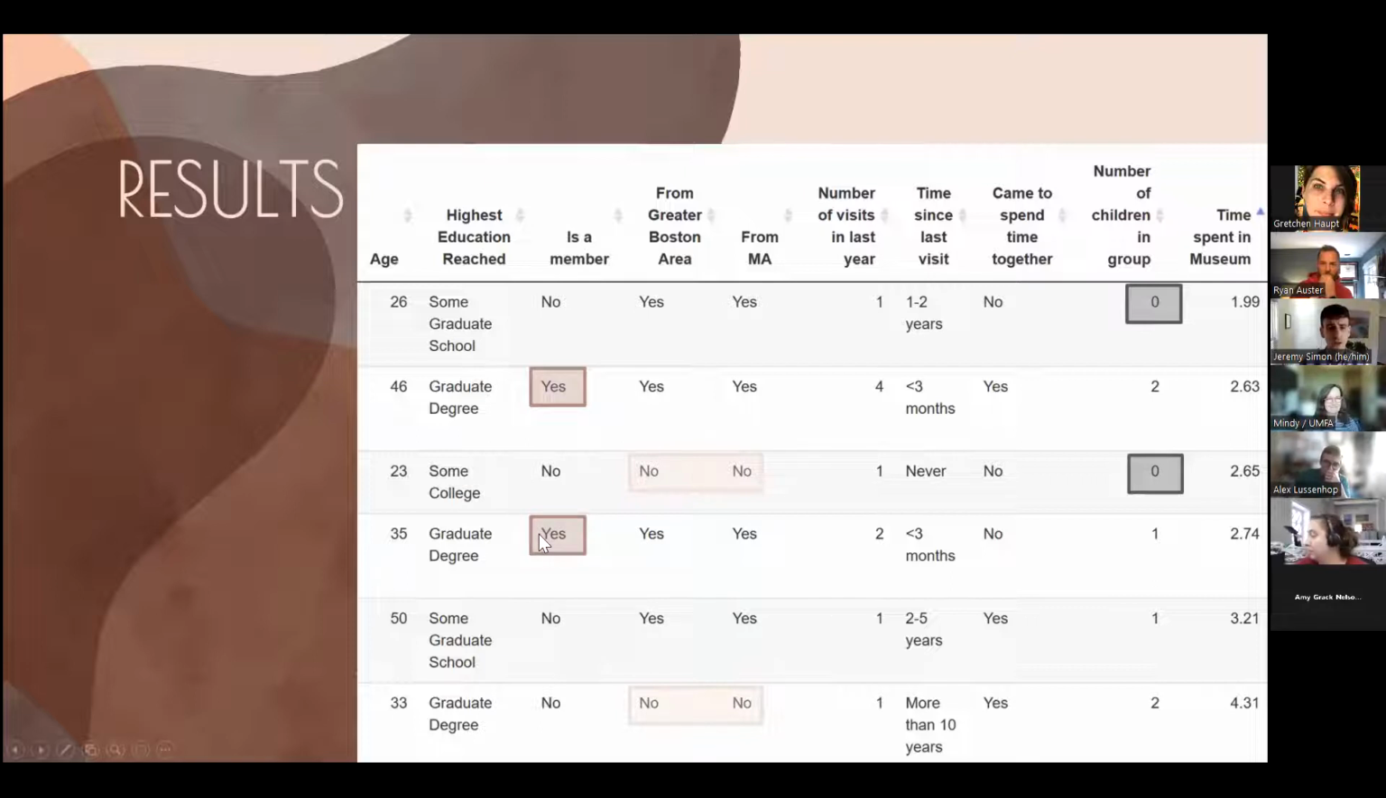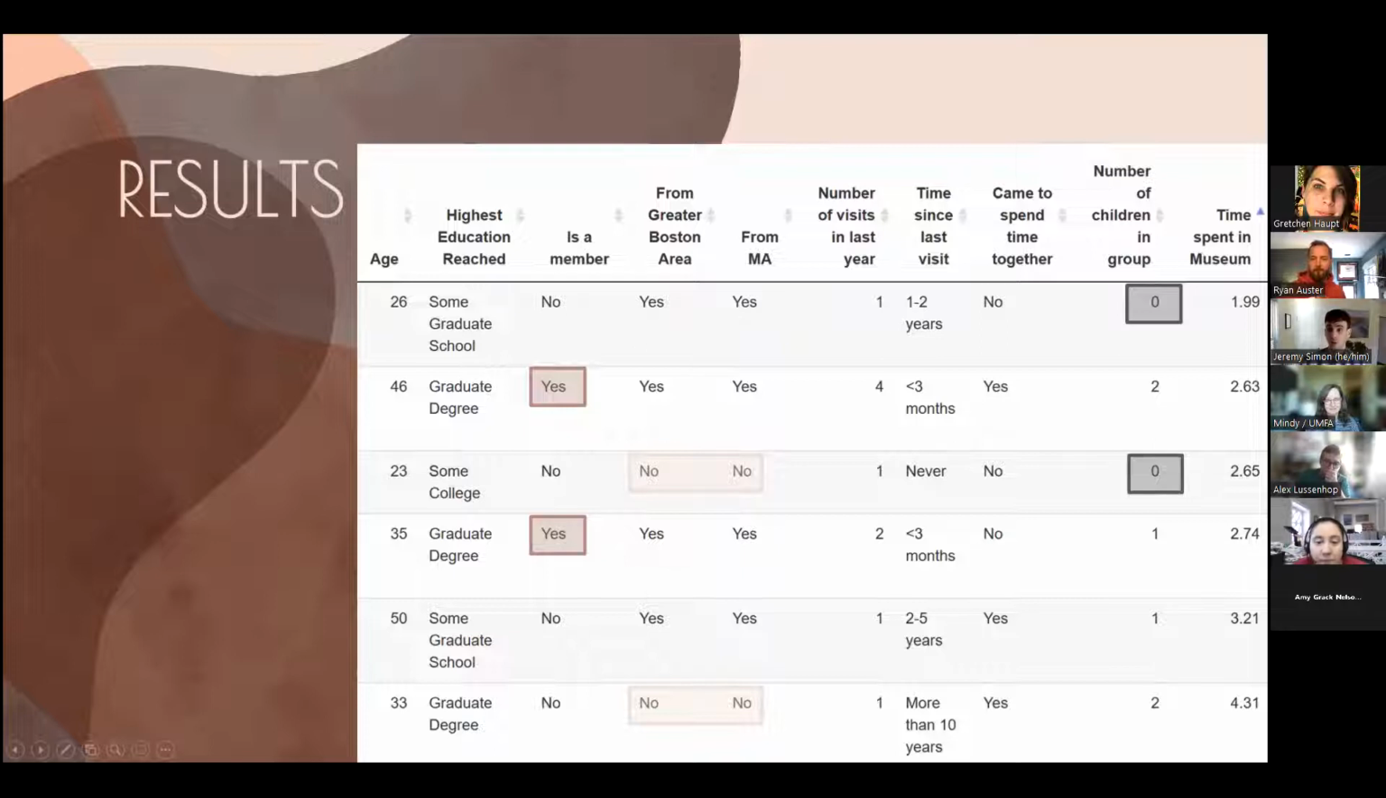We have 2 clusters where the prototypical row in the cluster is a member of the museum. We have a couple of clusters where the prototypical member is from out of town, not from Boston, not from Massachusetts. And then we have a couple where it's an adult-only group. There aren't any children in the group. And looking through this, you can quickly see some differences. Members have been to the museum recently, like last visit less than 3 months ago, whereas the out-of-towners more than 10 years ago or never.